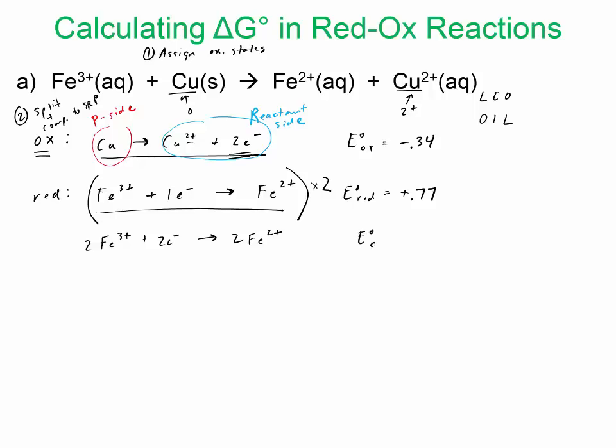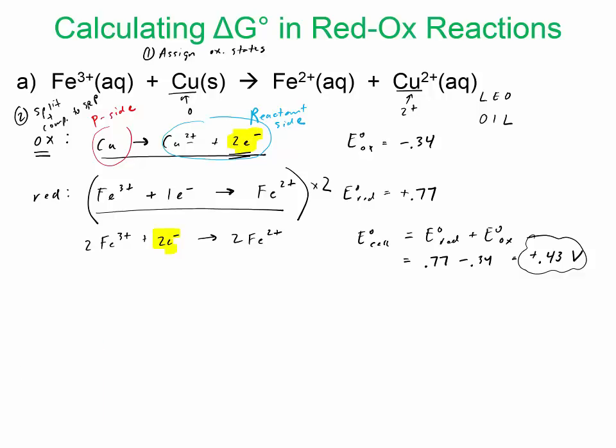So I can go ahead and figure out my cell potential. It's going to be E red plus E ox, and so it'll be 0.77 plus a negative 0.34, or minus 0.34. So my cell potential is a plus 0.43 volts. I'm going to save this. My total electrons transferred is 2.